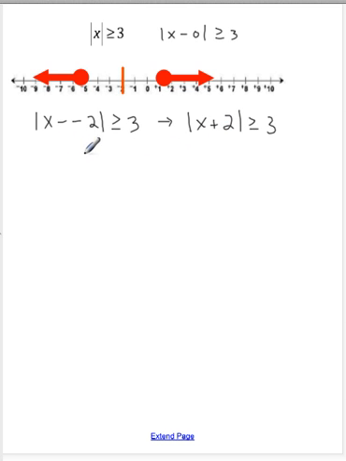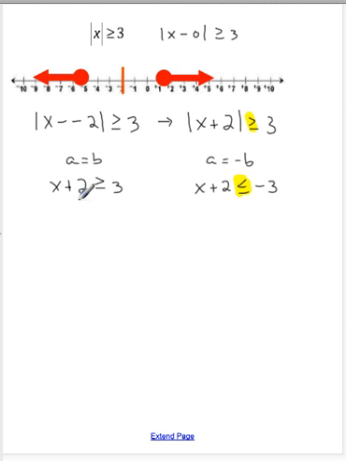So starting from here, I'm going to have the a equals b positive case and the a equals negative b negative case here. So x plus 2 is greater than or equal to 3. And in the negative case, don't forget to flip for the negative case, x plus 2 is less than or equal to negative 3.